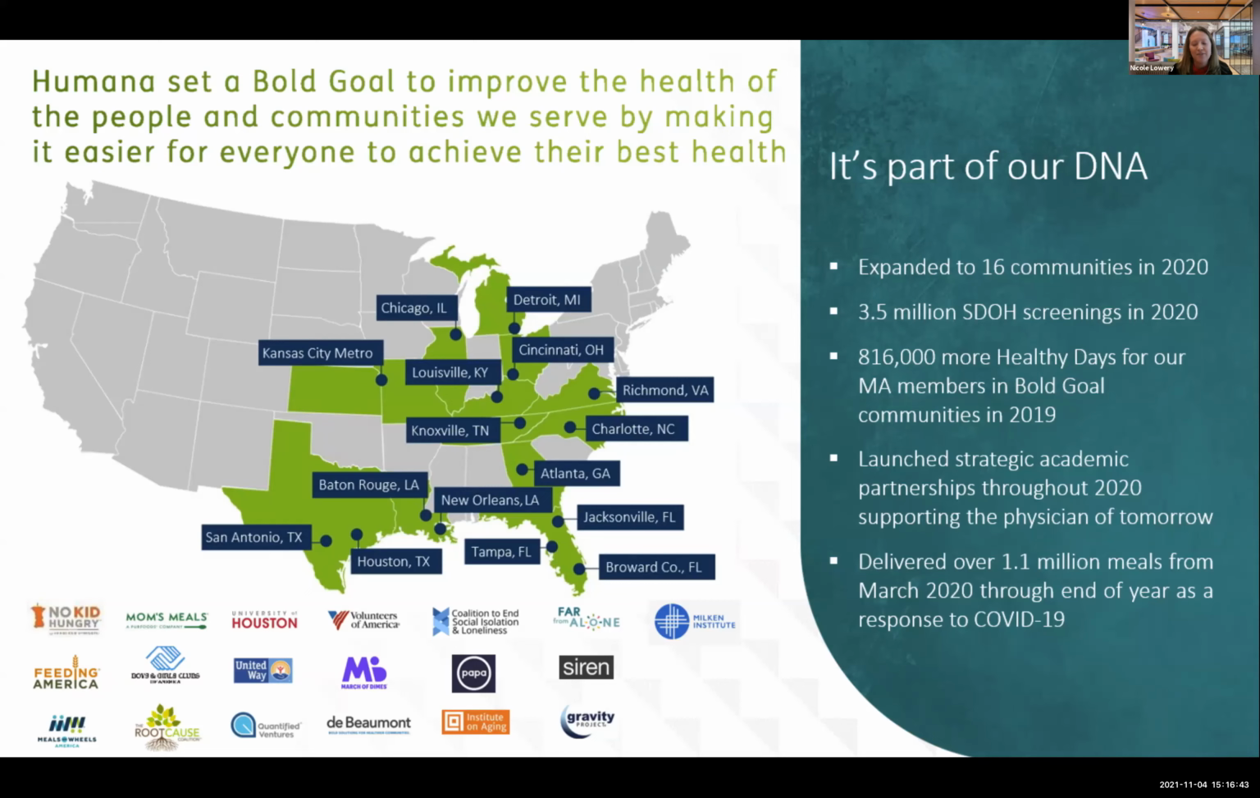For example, even if financial funds were there, Instacart and things of that nature had a 2 to 3 week waiting list, if you could even get on the platform to schedule groceries to be delivered. And so we have delivered over 1.1 million meals from March 2020 through the end of this year in response to COVID-19 for our members. That is a direct result of the great partnerships we have created within the community.